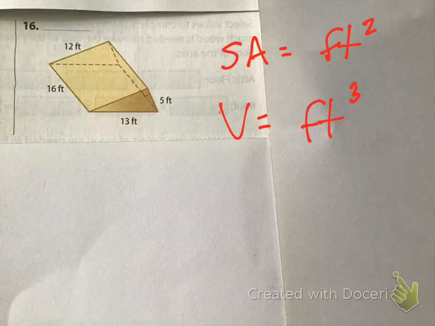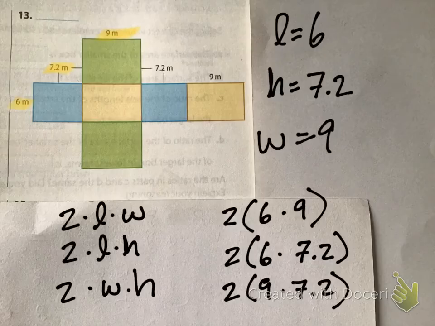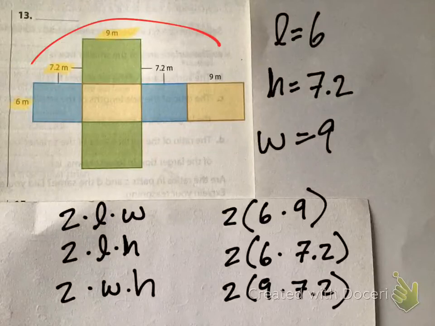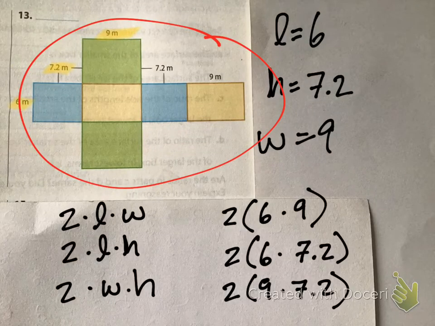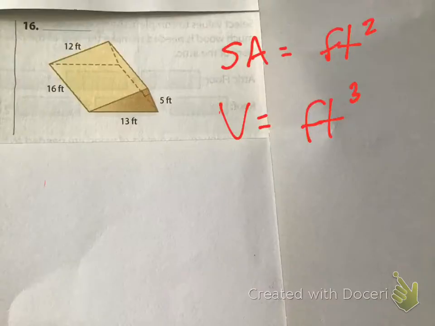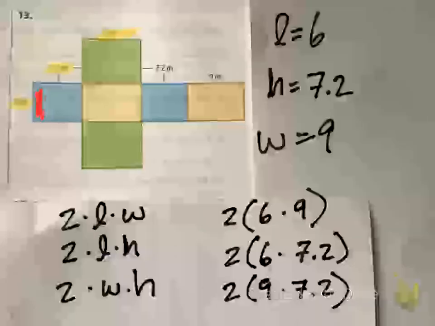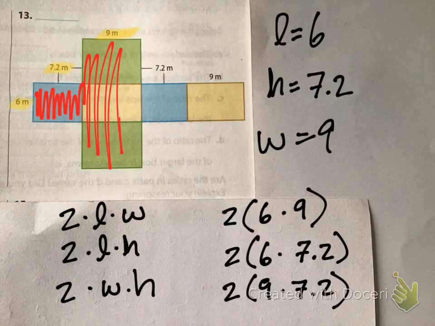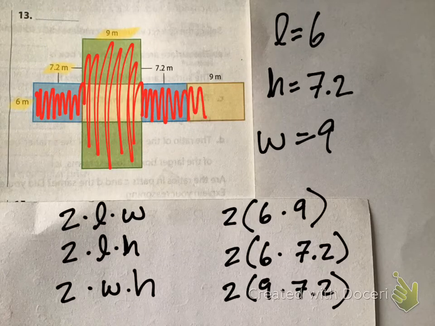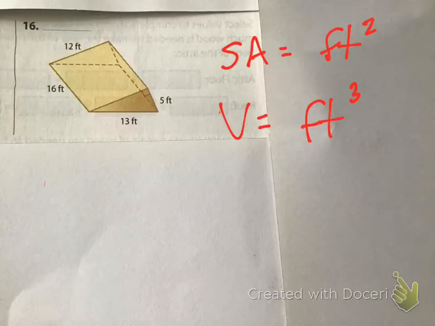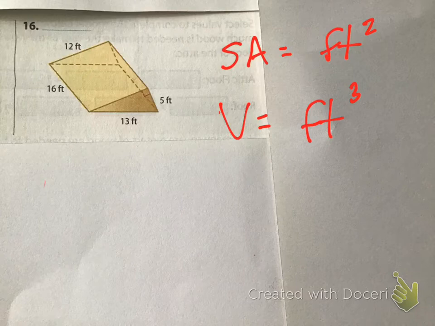We know that surface area is squared because look, it's a flat shape. You see what I'm saying? When we unfold it, it's a flat shape. Yes, we put it back together. And yes, this is a three-dimensional shape, but we're only caring about the flat portions of it. Are we caring about the inside? No. So surface area is feet squared, volume is feet cubed.